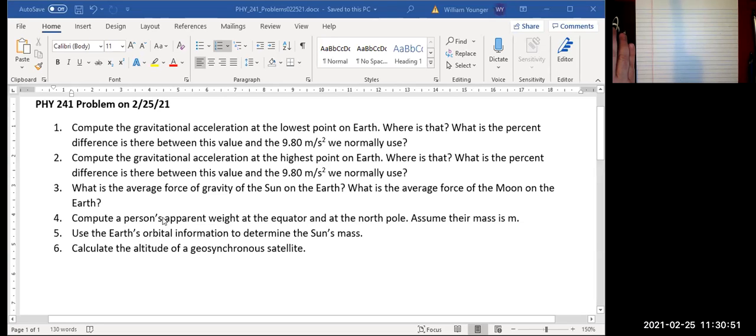So now let's go ahead and look back at sharing my screen and see the next problem I have written for you. This is number 4. I would like you to calculate a person's apparent weight at the equator and then at the North Pole, just assuming their mass is m. So this is a pretty neat little problem.